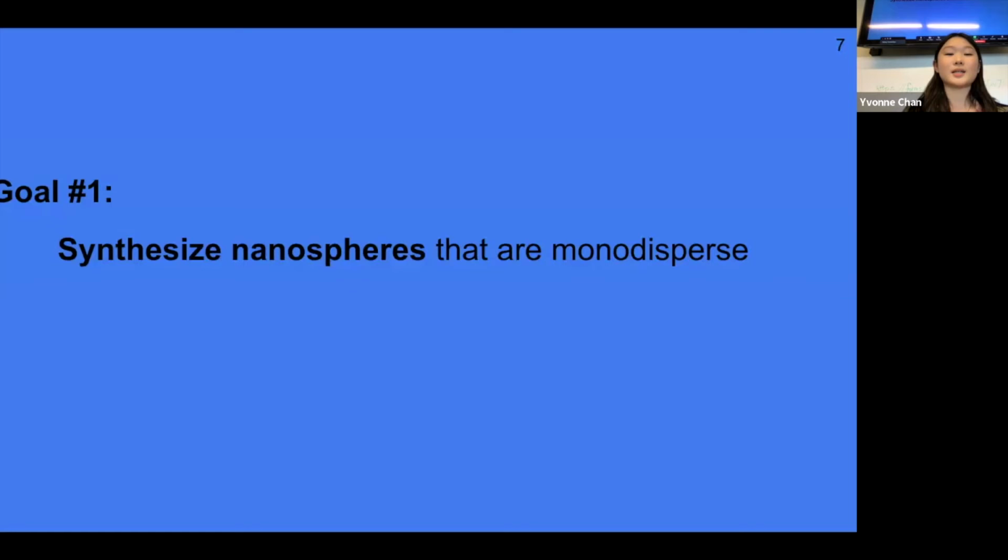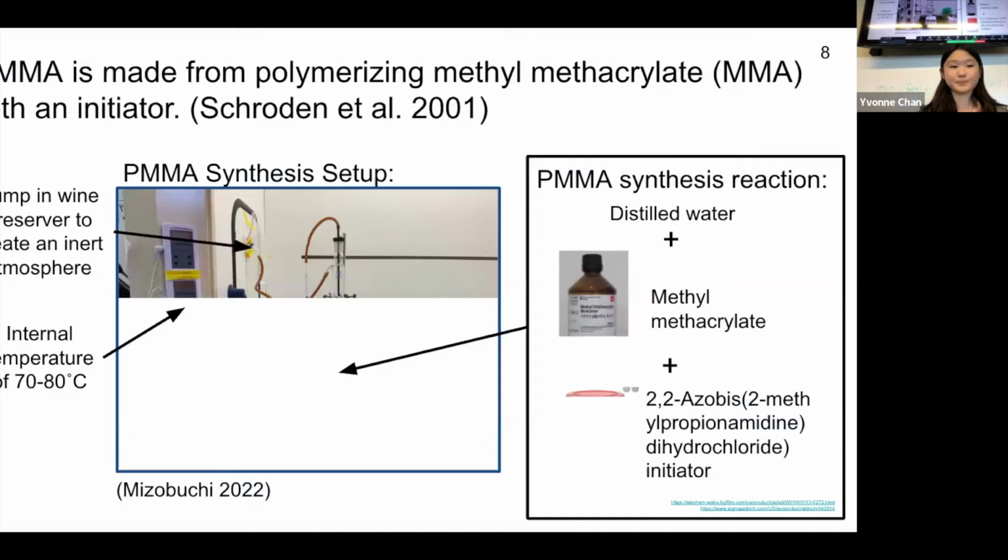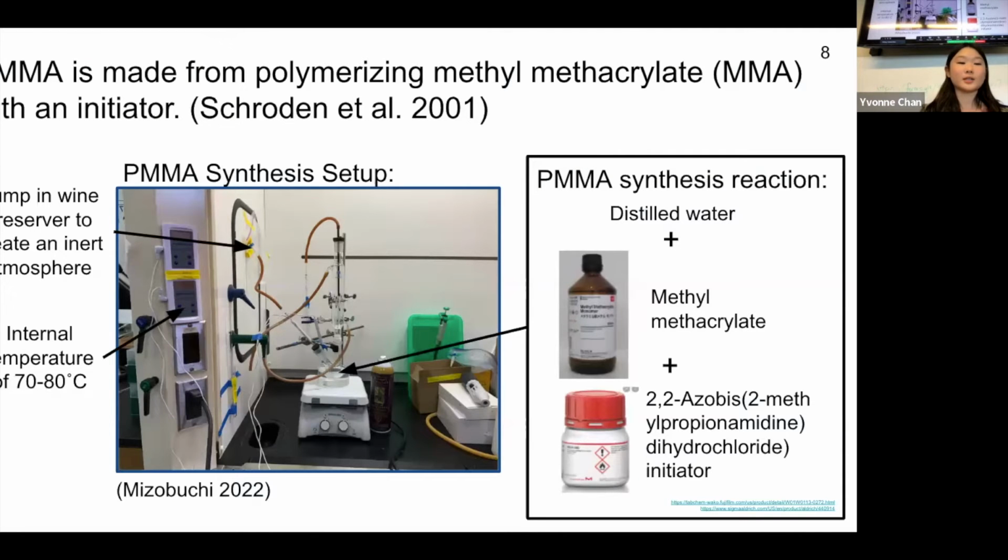The first goal was to synthesize nanospheres that are monodispersed. In this research, I synthesized nanospheres using a known method with polymethyl methacrylate, or PMMA. To create PMMA, distilled water, methyl methacrylate, or MMA, and 2,2-azobis(2-methylpropionamidine) dihydrochloride initiator are stirred together for an hour under an internal temperature of 70 to 80 degrees Celsius. An inert atmosphere is maintained by pumping in wine preserver into the reaction every 10 minutes because it contains argon, nitrogen, and carbon dioxide.